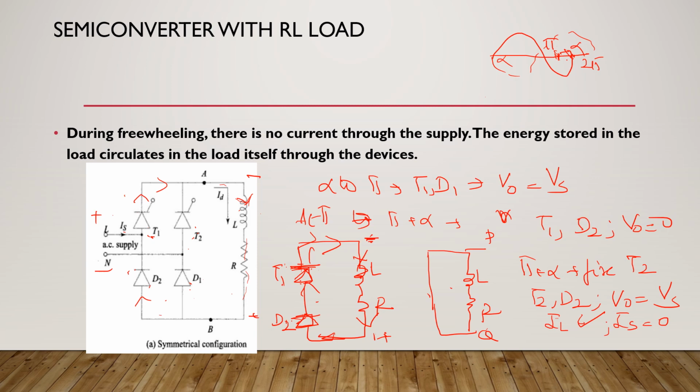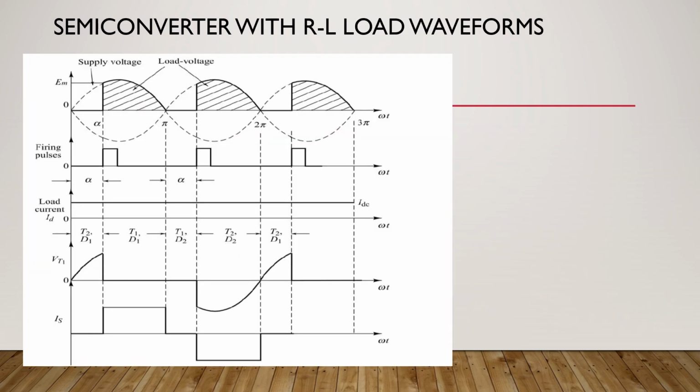So let's observe the waveforms of the semi-converter with RL load. If I see from alpha, the output looks very similar to that of the semi-converter with resistive load. From 0 to alpha, output voltage is 0. From alpha to pi, it is equal to the supply voltage. Pi to pi plus alpha, again it is 0 and so on.